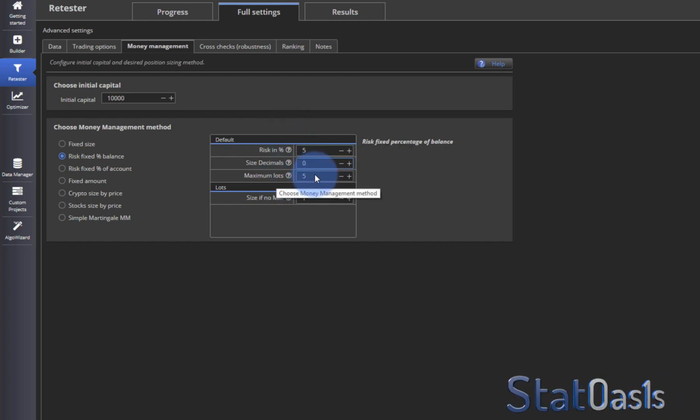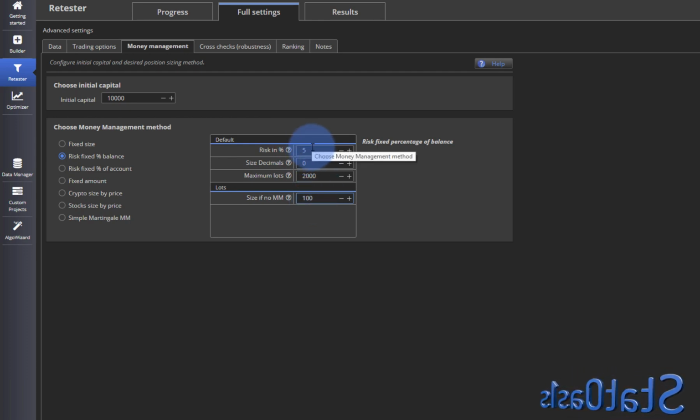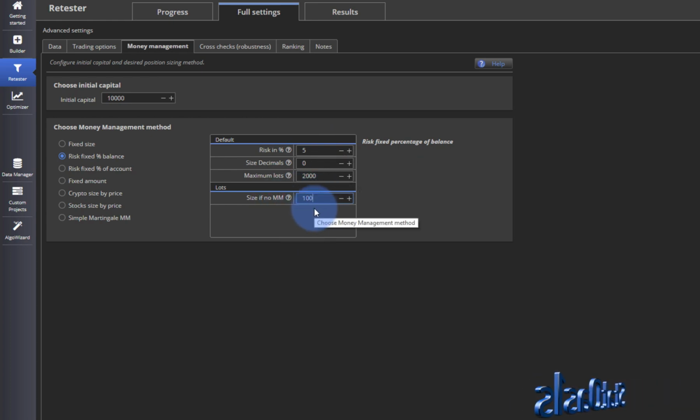And then the maximum lots allowed. That means my account will grow and decrease during trades, so what's the maximum number of lots, or in our case shares, I'm allowed to trade? I'm just going to limit it to, let's say, 2,000 shares. And the minimum size allowed is 100. Basically, if the risk is not enough to trade even 100 shares, I'm forcing the computer to trade 100 shares in order to see the comparison with this one, because this one always traded 100 shares.